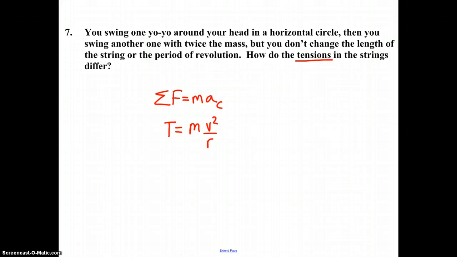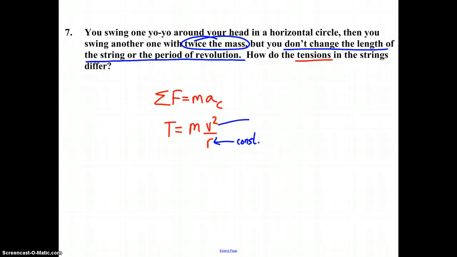All right, let's see what changes they made here. In the first yo-yo, you swing it around your head in a horizontal circle. Then you swing another one with twice the mass. There's the difference between the two. But you don't change the length of the string or the period of revolution. If you don't change the length of the string, that means the radius of the circular path remains constant. And if you don't change the period of revolution, that means the velocity remains constant.